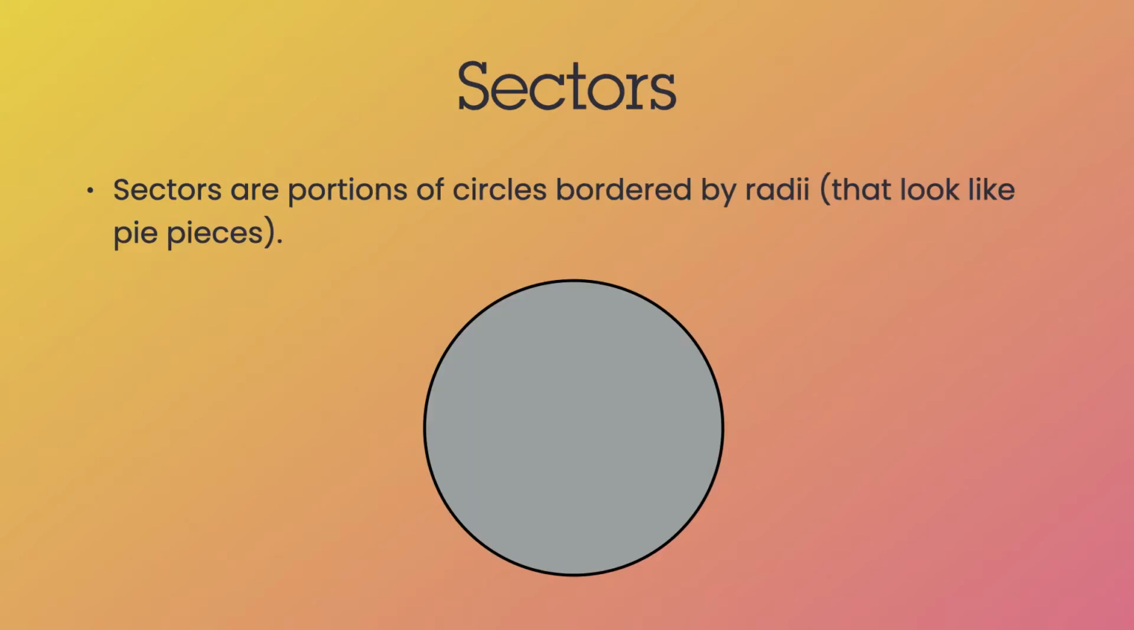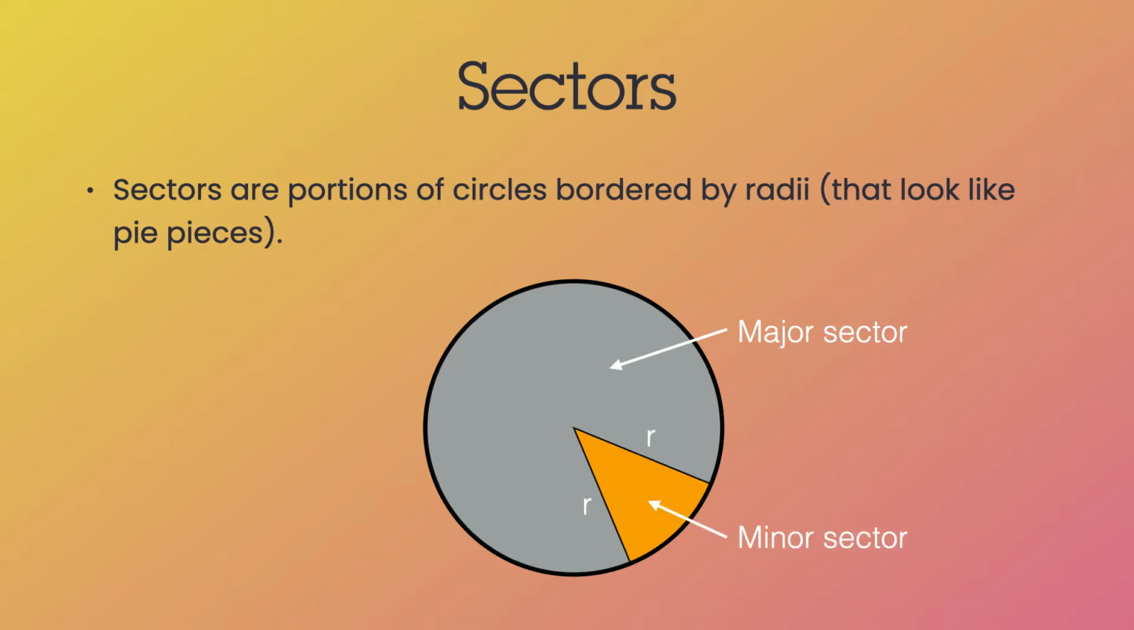Now, sectors are just portions of circles, but these are portions bordered by radii, which makes them look like pie pieces. Here in this picture, we have two different sectors actually. We have the gray one that's called the major sector because it's the bigger one, and then we have the orange one that's called the minor sector because it's the smaller one.